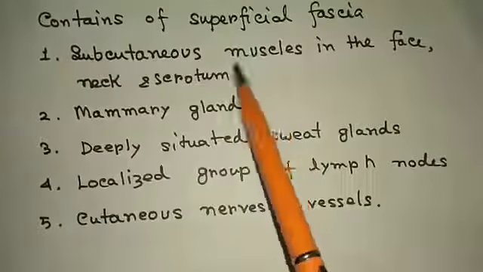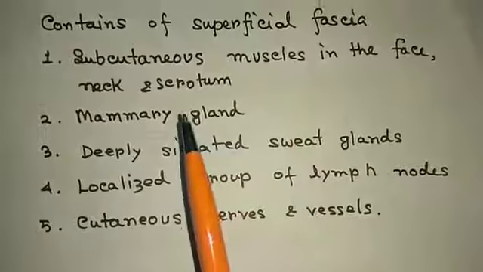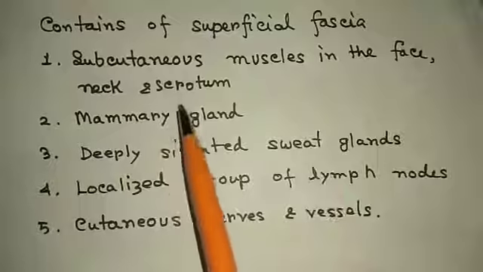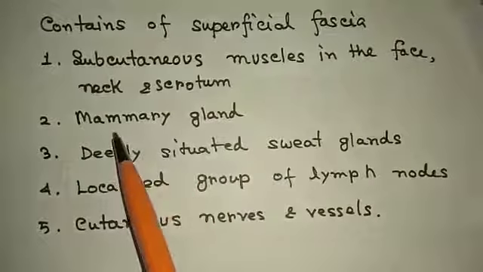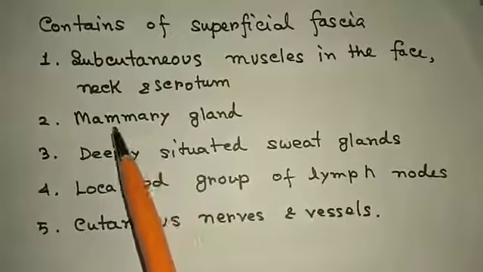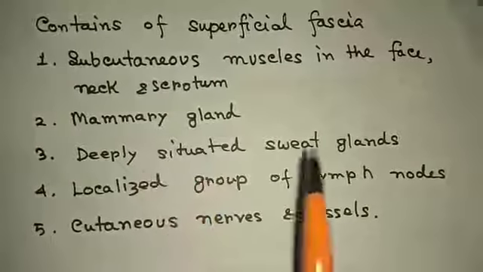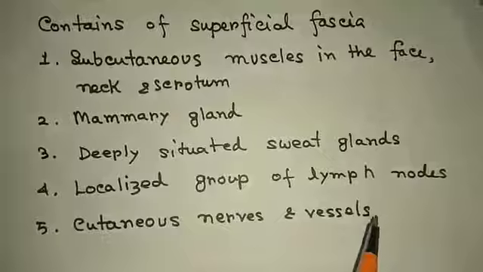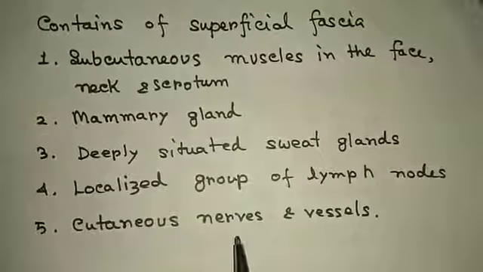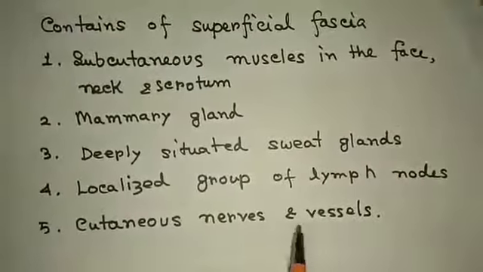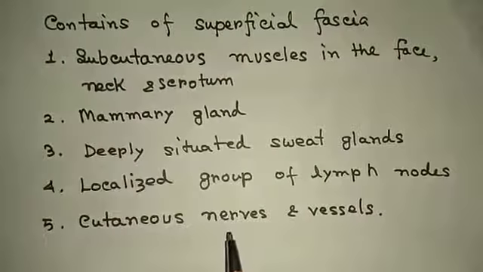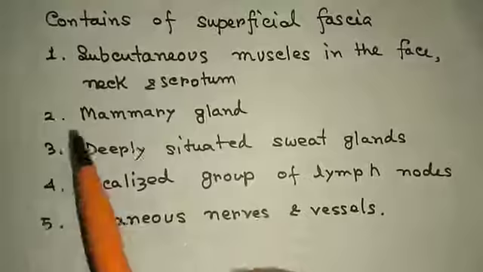Now, the contents of the superficial fascia. Superficial fascia contains subcutaneous muscles in the face, neck and scrotum. It also contains some glands, the mammary gland and deeply situated sweat glands, localized groups of lymph nodes, and cutaneous receptor nerves and vessels. It contains 6 to 10 times more proprioceptive receptors than the muscle.